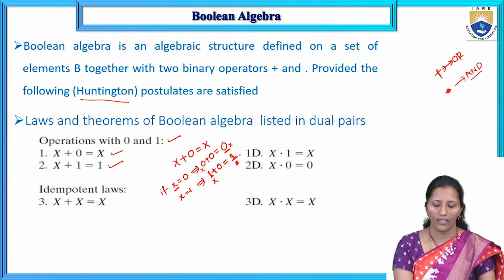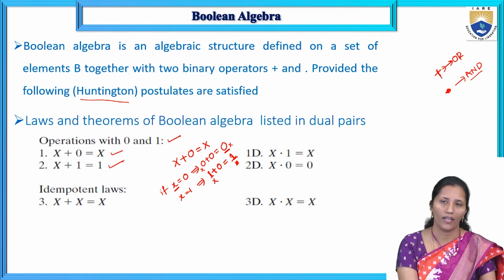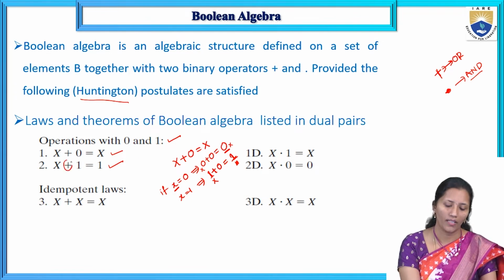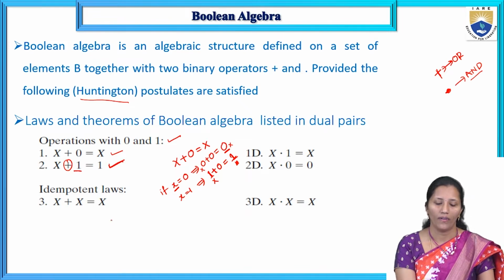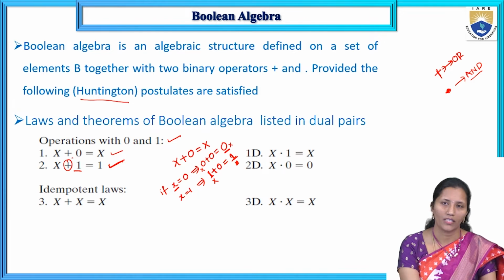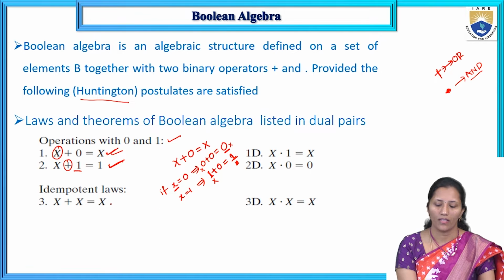So in this theorem, x plus 0 is x and x plus 1 is 1. For OR operation, if any one of the inputs is 1, then automatically the output is 1. For x plus 0, whatever x we are applying, if x is 0, that will go to the output. If x is 1, that will go to the output. So x plus 0 is x, and x plus 1 is 1. So these are the operations with 0 and 1.